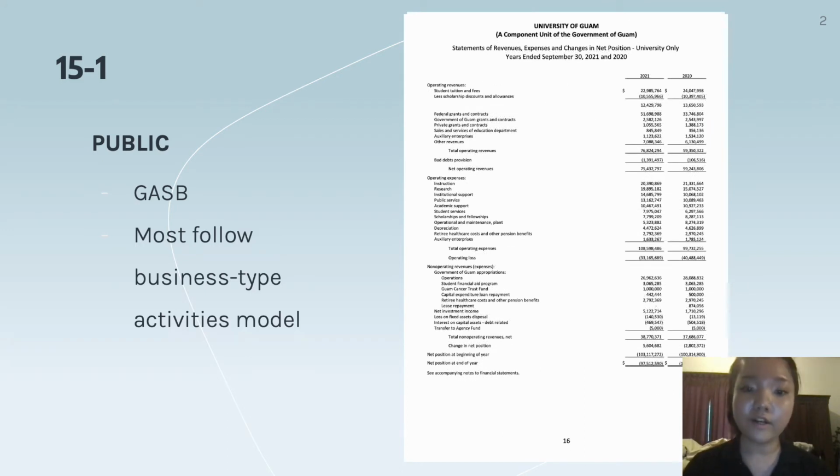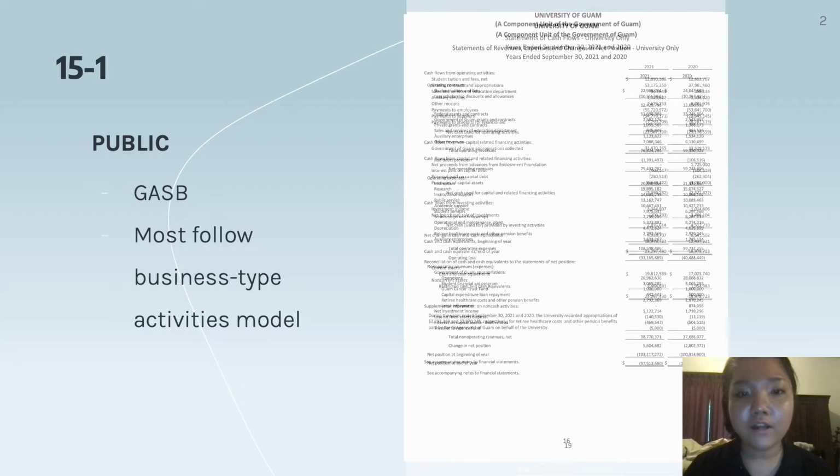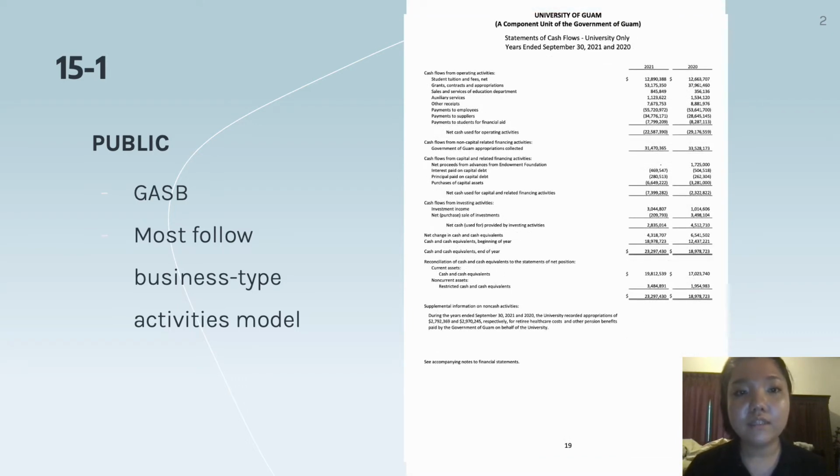This is not very different from what we already learned. We have the operating revenues, the operating expenses, the non-operating revenues, and then the change in net position. Really the important thing to remember about public university financial reporting is the terminology of net position. And then finally, we have the statement of cash flows.